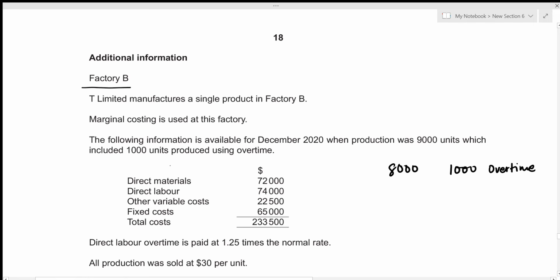All right, we're given the cost relating to these 9,000 units: direct materials, direct labor, variable cost, fixed cost, and the resulting total cost. Now we're given that the direct labor overtime is paid at 1.25 times the normal rate. So normally what we paid for 8,000 units, maybe that's X. For the remaining 1,000 units, we were given 1.25X because of the overtime rates. And all production was sold at $30 per unit. So that's the sales price.